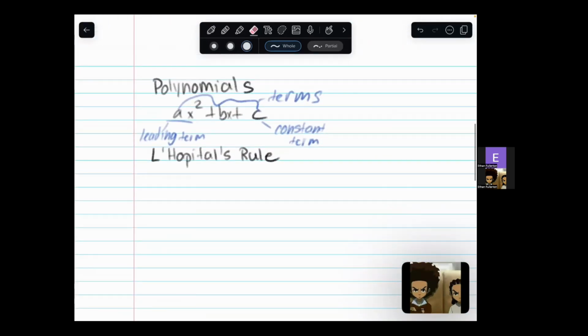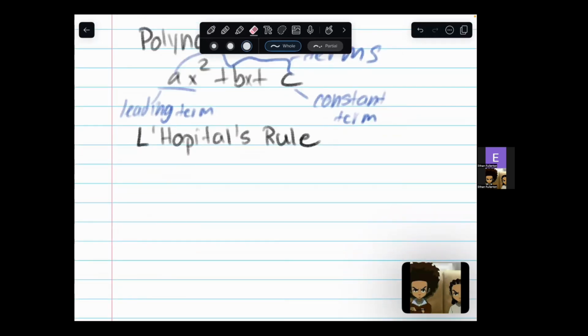Okay, today we're going to be focused on polynomials, and as we have one right here, ax squared plus bx plus c, and all these are terms, as you can see right here. Ax squared is the leading term, and c is the constant term, and we'll be solving a polynomial using L'Hopital's rule, and this is the problem we're going to be solving.